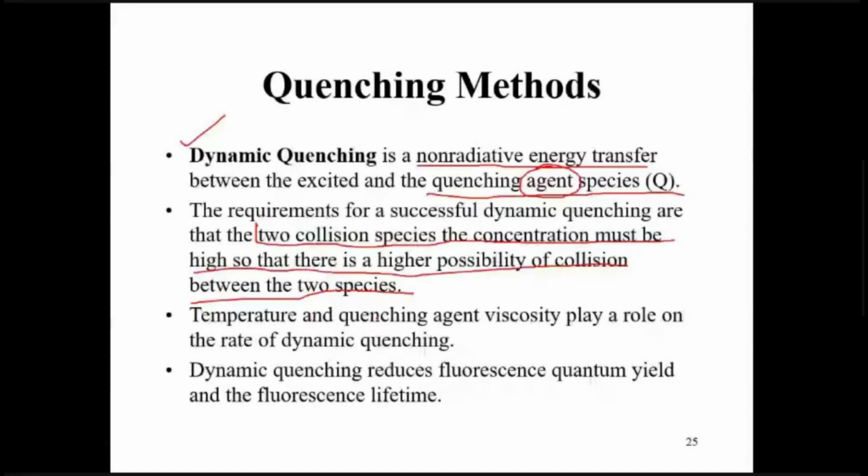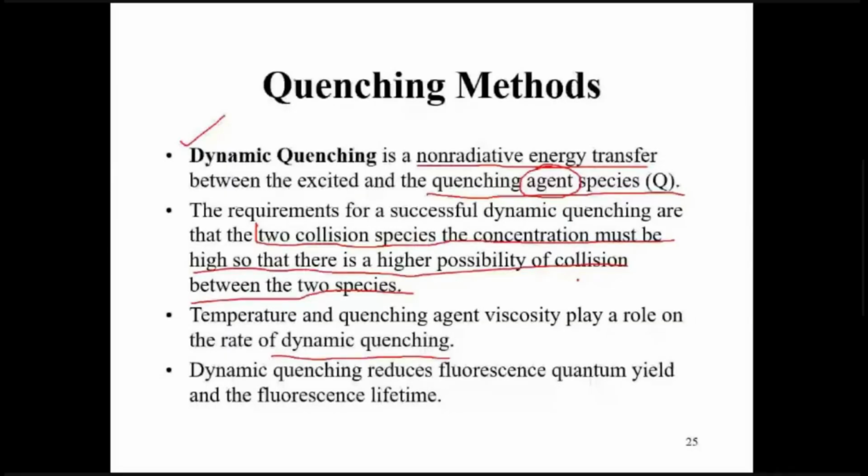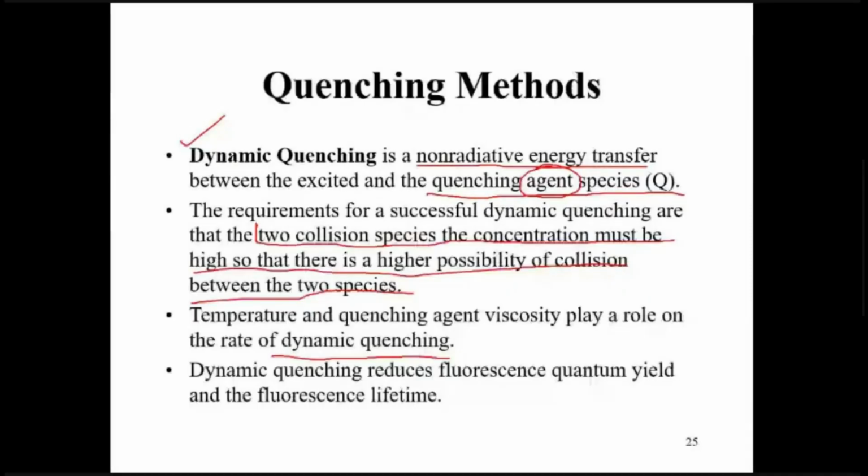Temperature and quenching agent viscosity play a role in the rate of dynamic quenching. Now, what is your guess? As temperature increases, will quenching increase or decrease? If the temperature increases, movement of the molecules will also increase. If temperature increases, the quenching will also increase. What do you think about viscosity? What will happen if viscosity increases? Dynamic quenching reduces fluorescence quantum yield and fluorescence lifetime both. The species will fluoresce for a short period of time and overall quenching in the solution will also decrease.